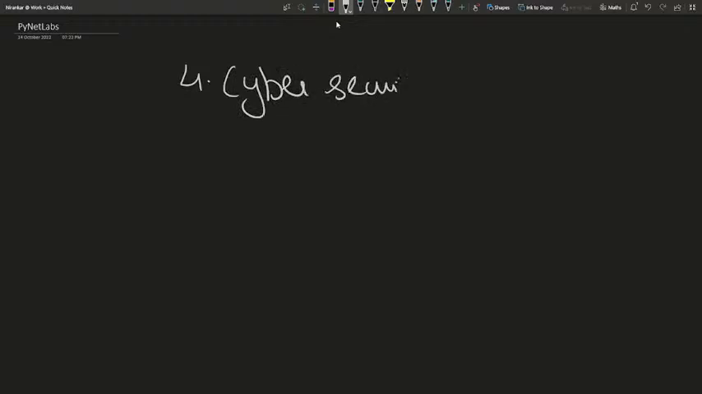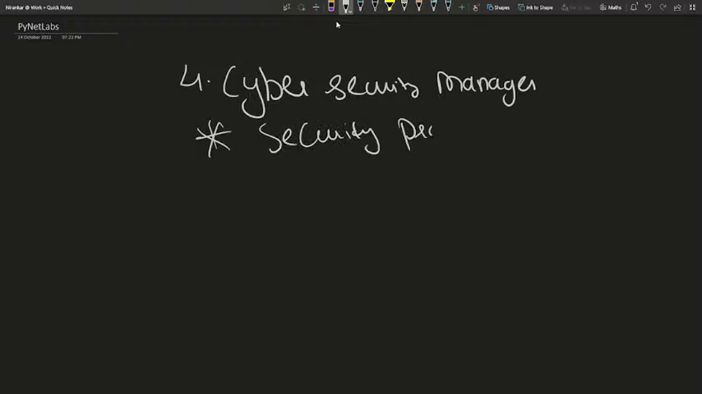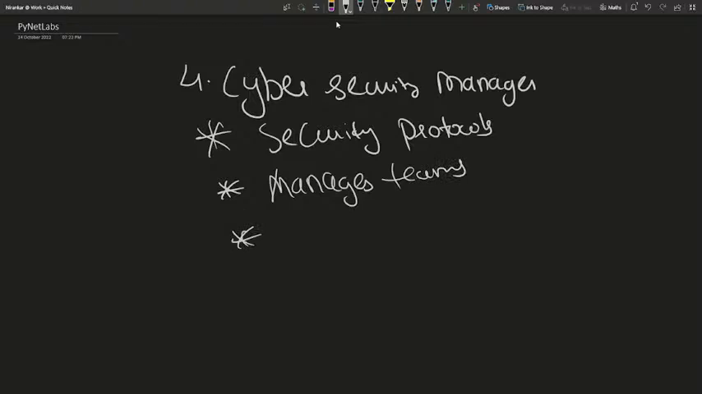Cyber security manager. Now the cyber security managers are responsible for maintenance of security protocols. The security protocols are managed by cyber security managers. Next up, they create strategies to increase network internet security related to different projects and manage a team. Again, they are responsible for the strategies to increase network internet security. Strategies are developed by the cybersecurity managers.